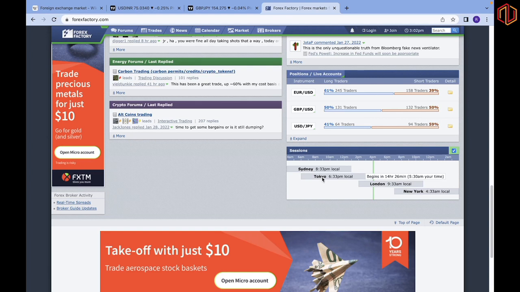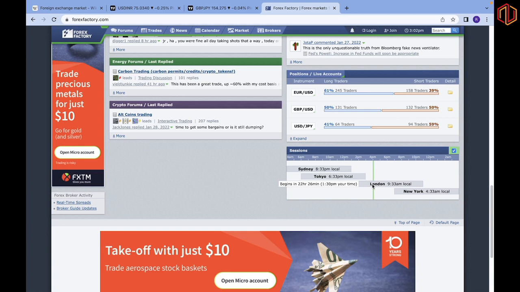Further on, at about 1:30 p.m. our time, the London markets open. So there is a slight overlap between the close of the Tokyo market and the open of the London market. You can see here, Tokyo market is closing at 2:30, London market opens at 1:30. So for 1 hour, there are these two markets which are overlapping. So obviously this 1 hour, there will be a lot of movement in the market.